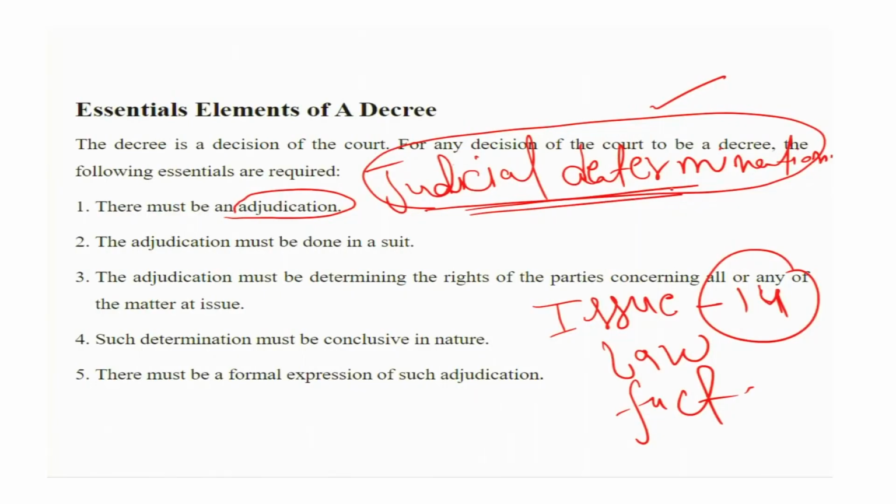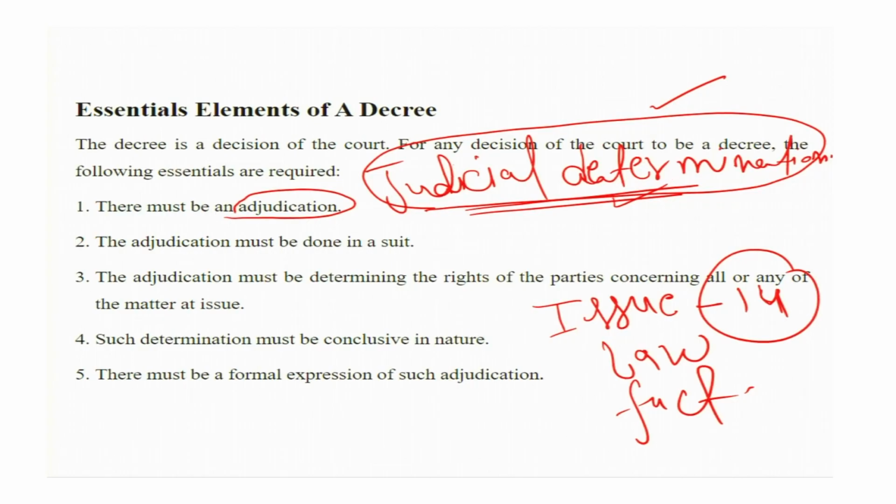Issues means what is the point of controversy between you, what is the point of determination. This is judicial determination. I am relating these features of decree with these stages of civil trial. If you understand, then you can easily relate it. So try to understand judicial determination.